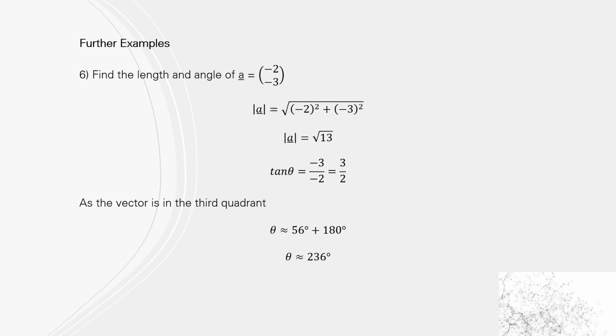And using tan theta equals minus 3 over minus 2, taking into consideration that if you were to plot minus 2, minus 3, you would be down in the 3rd quadrant. So therefore we would do like any other situation, we're going to add 180 degrees to the angle. So you get 56 plus 180 and you get 236.